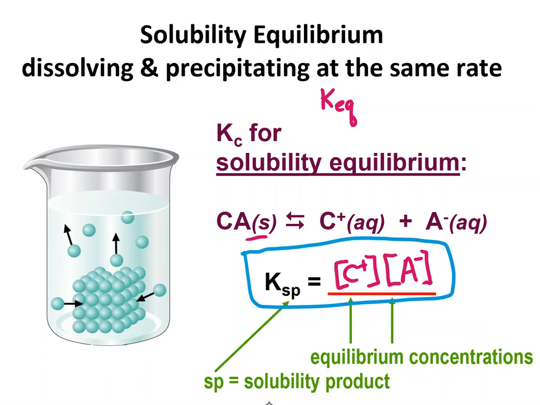Okay. And now you can see why we call it a solubility product. It's a product as in we're multiplying things together. So this number, the KSP, is going to be a product of the ions' concentrations.